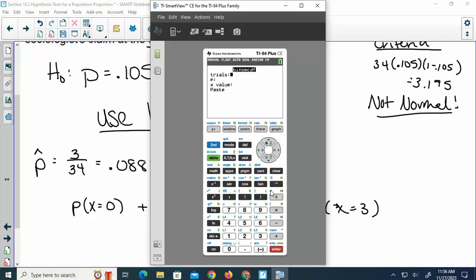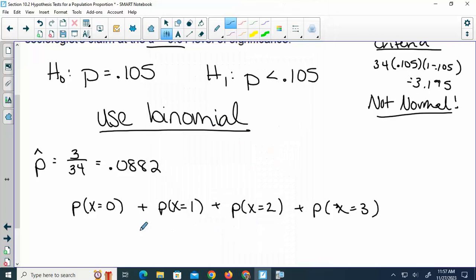Okay, my trials. How many women were in her sample? 34. Okay, what is our p-value from the null hypothesis? 0.105. And x, how many in her sample? And so then it gives us probability. Same thing we would have gotten if we worked each of those individually and added them together. It just does it automatically for us. So we get 0.5149.